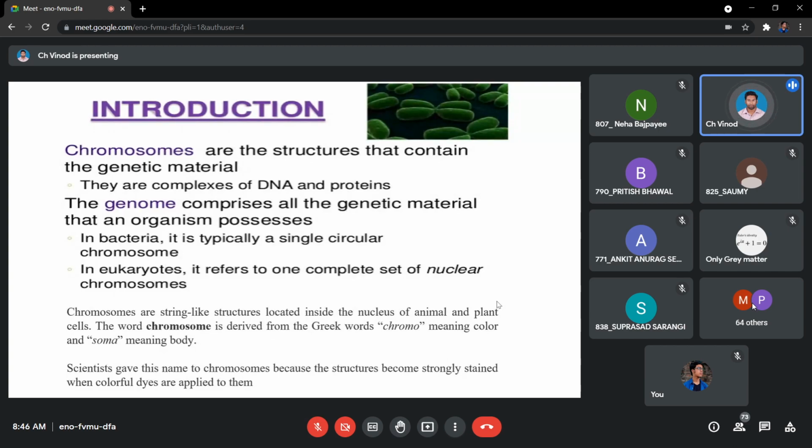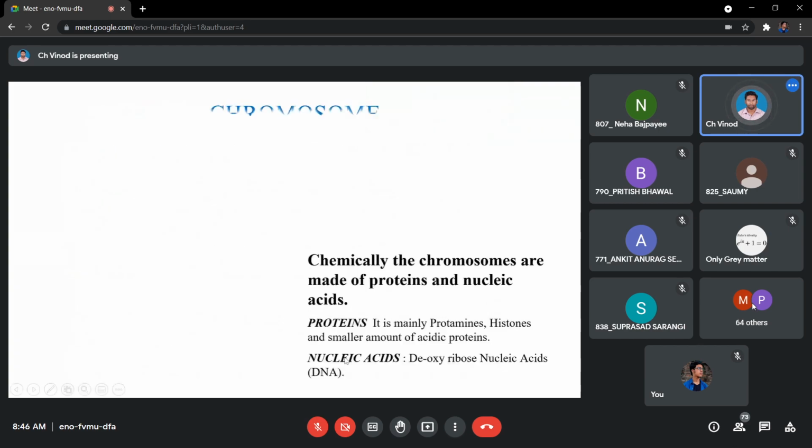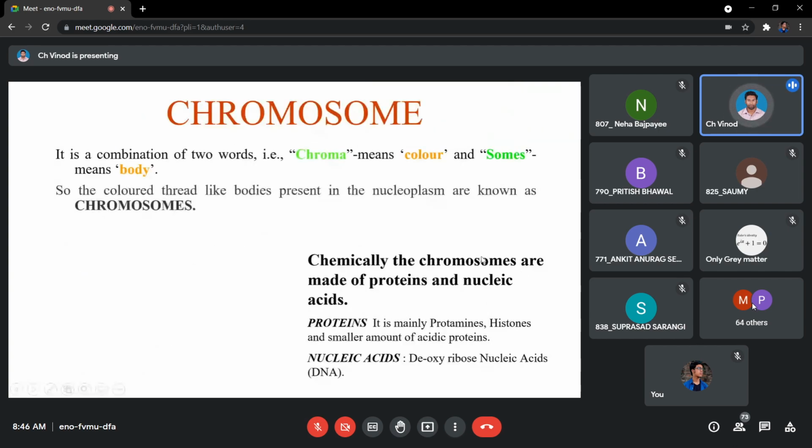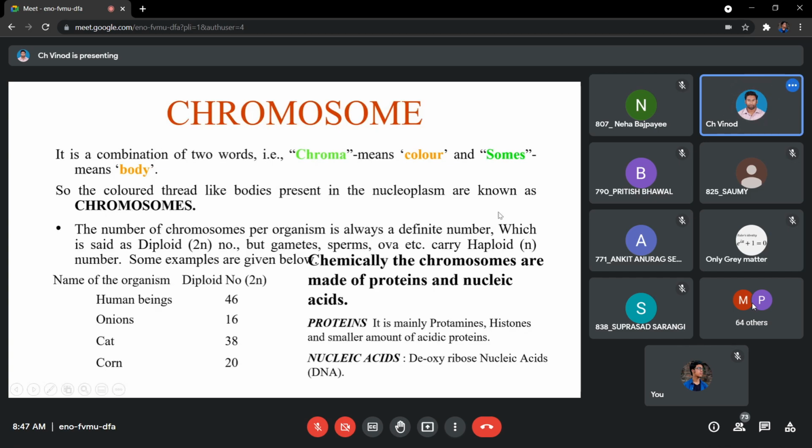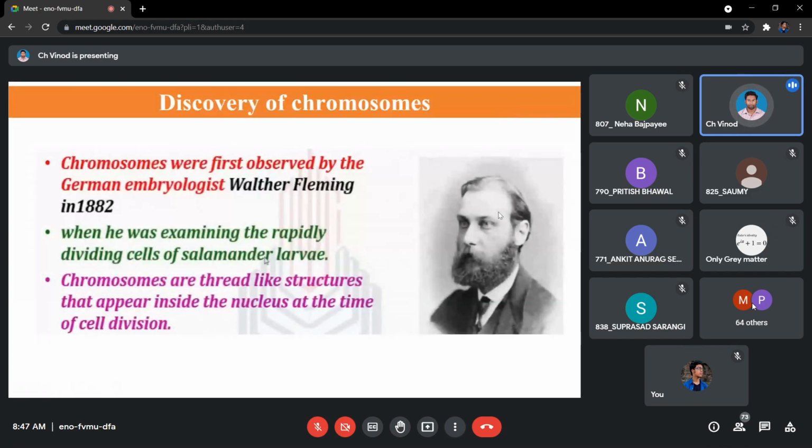So chromosomes, what does chromosome mean? Chromo is something that takes the stain, color, and soma means body. So a body which can take more color is called a chromosome. This was observed by a gentleman who was studying the salamander larvae. When he saw the cells dividing, he saw that these colored bodies are moving from one particular cell to the dividing partners. His name is Walter Fleming.